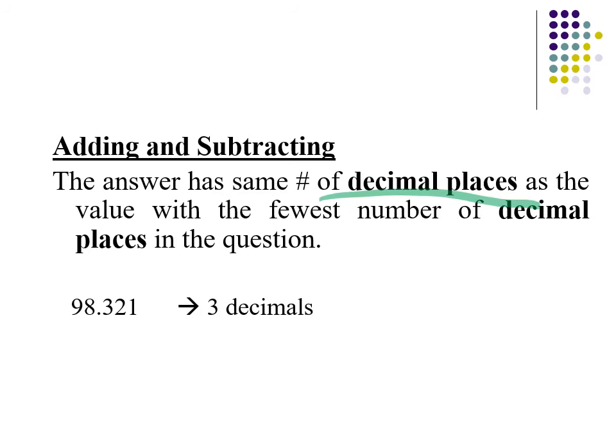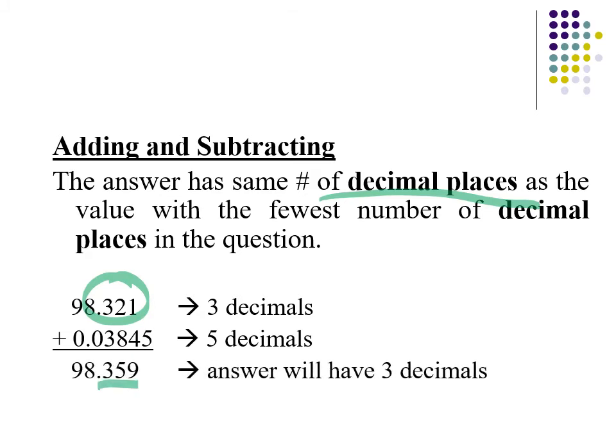So if we had, say, 98.321, that has 3 decimal places. This one here has 5 decimal places. And so you'd say, okay, well, this one has the least amount of decimal places. So when I go to do my answer, I'm going to make sure I answer to 3 decimal places when you're adding and subtracting. Again, not as common as multiplying and dividing for chemistry.